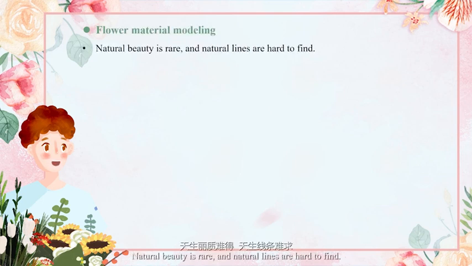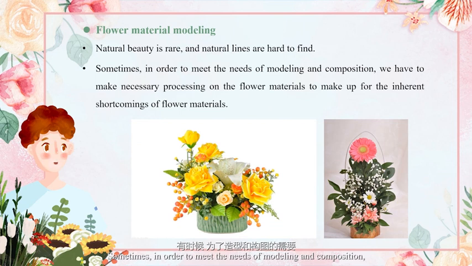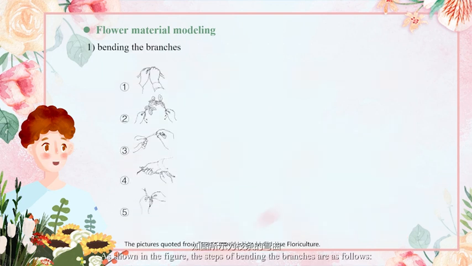Natural beauty is rare, and natural lines are hard to find. Sometimes, in order to meet the needs of modeling and composition, we have to make necessary processing on the flower materials, to make up for the inherent shortcomings of flower materials. As shown in the figure, the steps of bending the branches are as follows.